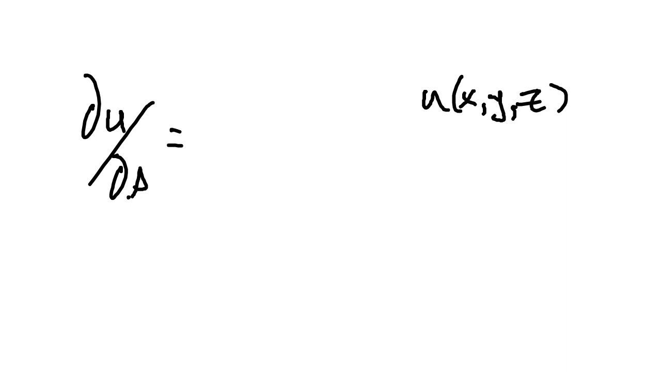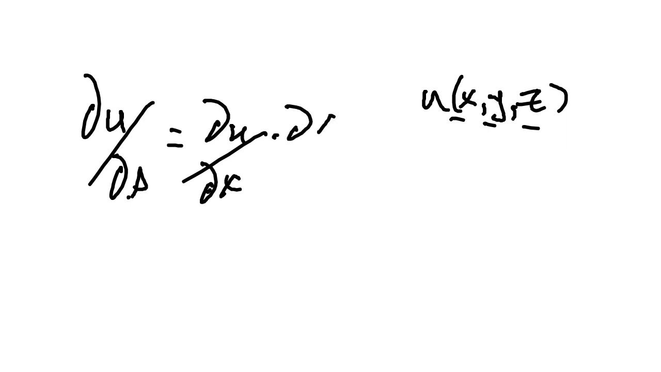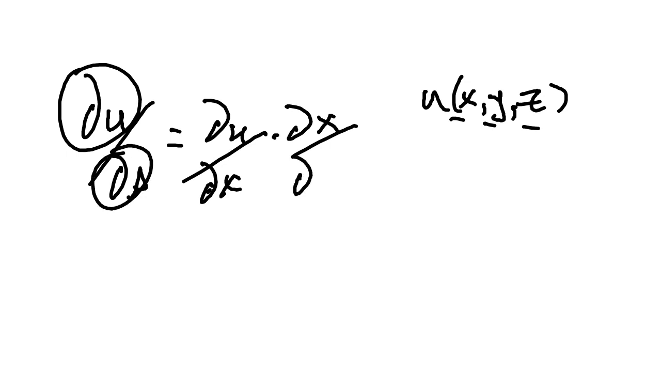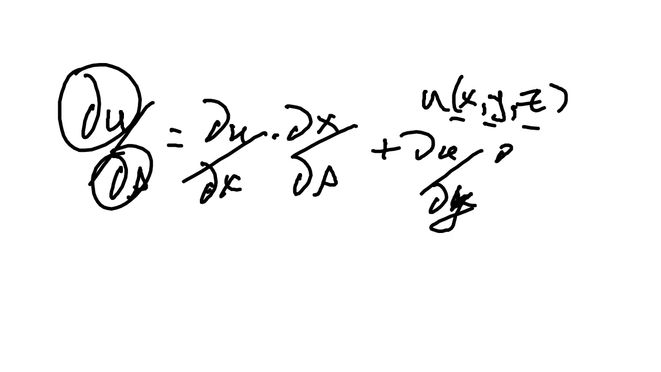Well, I want partial of u for my start, and then I need it for each variable. So partial of u with respect to x times partial of x with respect to what I want to finish with, and that's s. So partial of s, and then I need to do it for each variable here. So plus partial of u with respect to y, excuse me, not x, y is this one, times partial of y with respect to s.